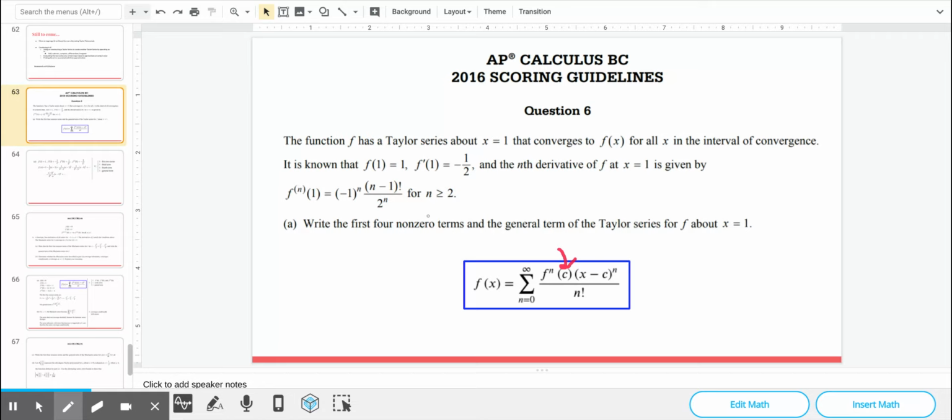So here's what I know. Typically, you're given some information about derivatives, all right? And typically it has been the first and the 0th derivative, right? So the actual output of the function and the first derivative. So in this case, we know that f of 1 is 1 and f prime, or f to the first of 1, is negative 1/2.